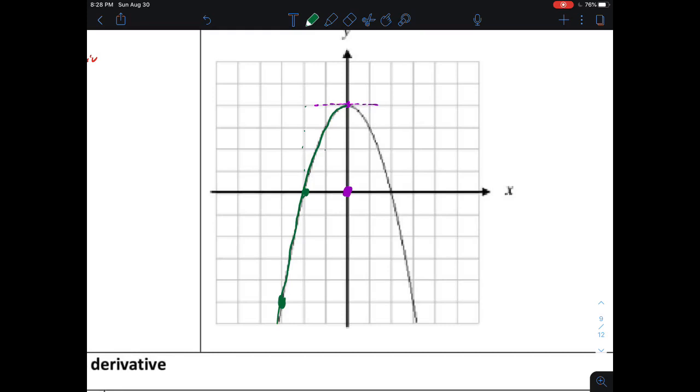Up 4 over 2, that would be 2. So that would be difficult for us to do. Now, we'll learn later how to do this, but what I'm going to do is, because I know I'm increasing, I know that the derivative has to be above the x-axis. And if I'm going down, it means I'm decreasing. That means my derivative function has to be below the x-axis. And so it's going to be decreasing this way.